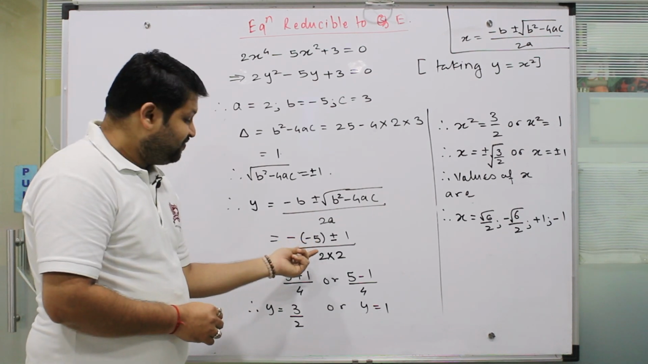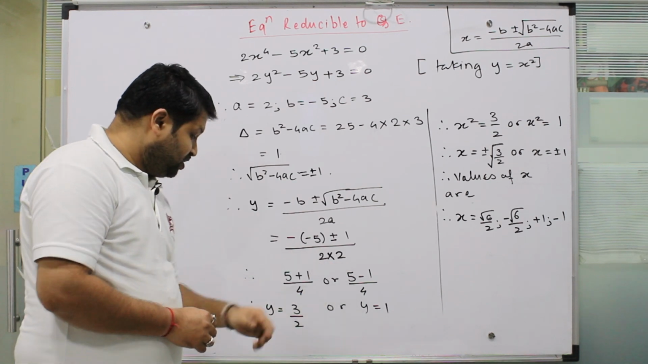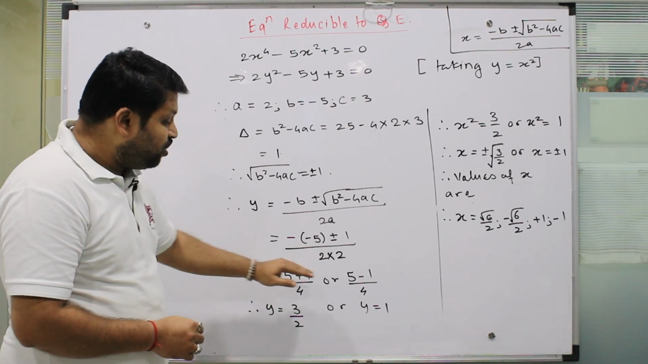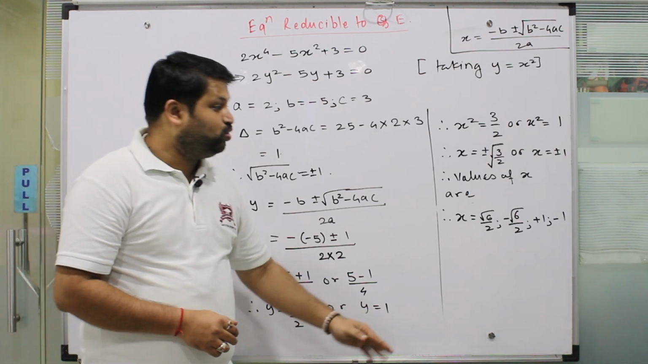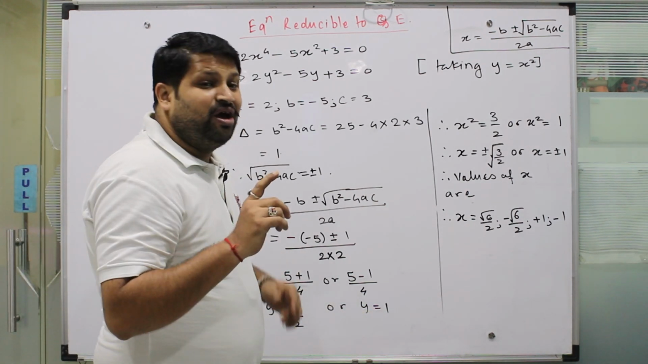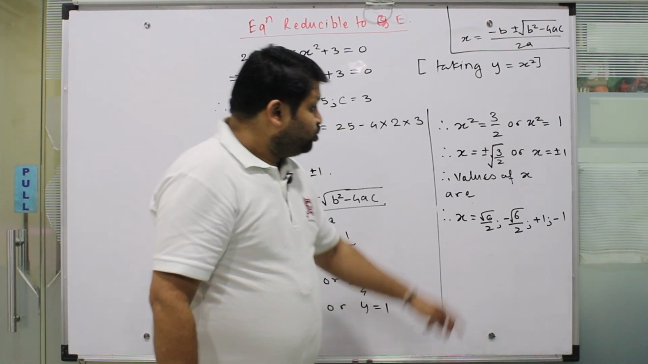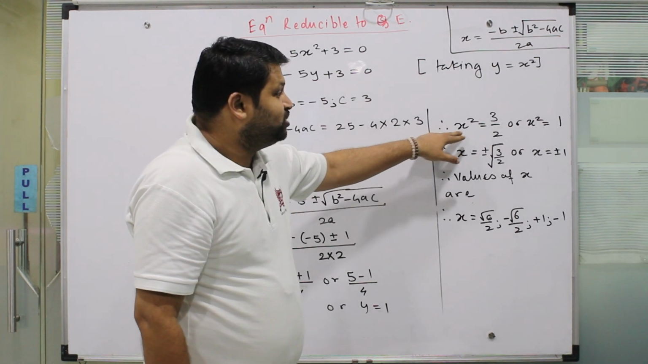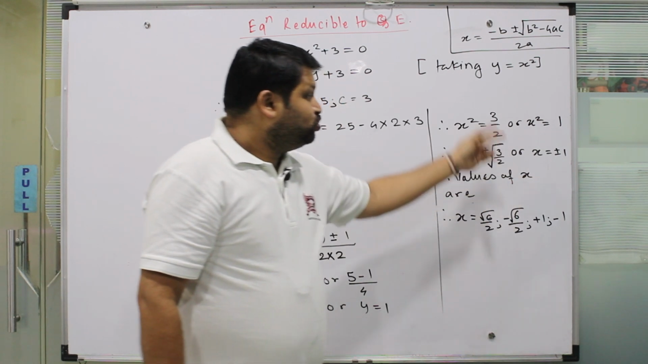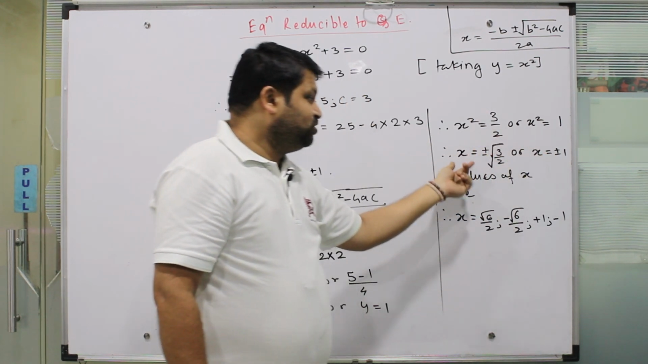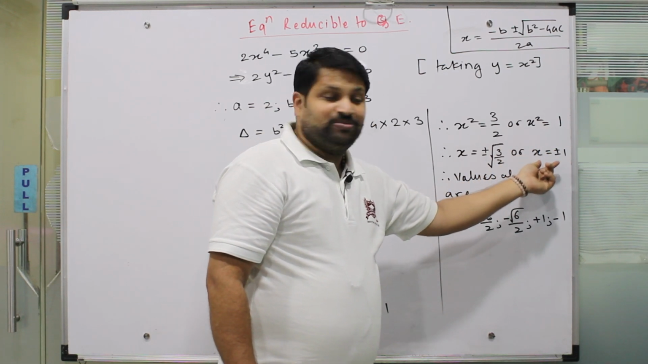तो b का value है minus 5, so it would be minus of minus 5 plus minus 1 upon 2 multiplied by 2, that would be 5 plus 1 upon 4 or 5 minus 1 upon 4, giving us y is equal to 3 by 2 or y is equal to 1. अब ये मेरे y के values है, मेरे x square के values है. I want to find the values of x. So what would I do? I'd compare it again. I'd get x square is equal to 3 by 2 or x square is equal to 1. दोनों को root लिया दोनों side में, I'll get x is equal to plus minus root of 3 by 2 और x is equal to plus minus 1.